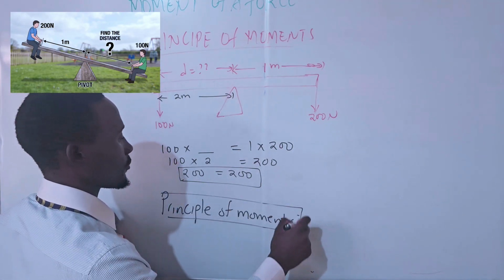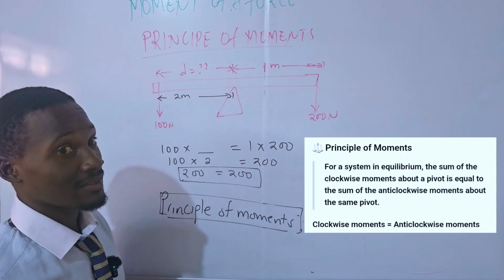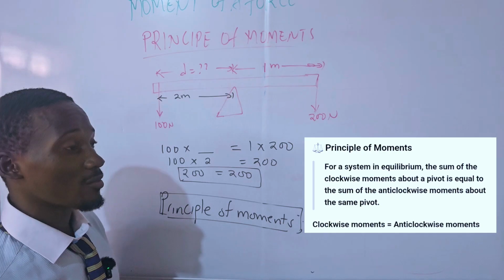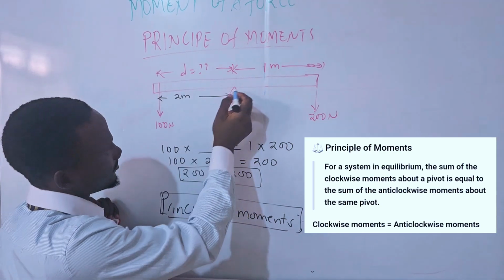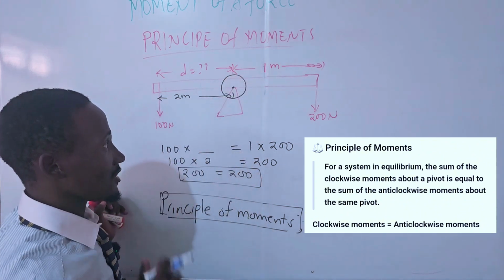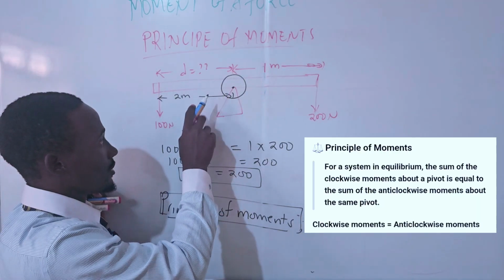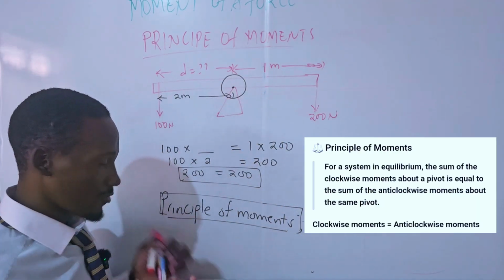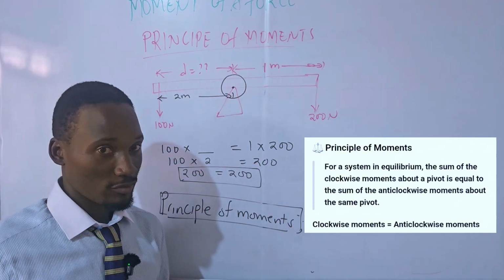The principle of moments states that for any system to balance, the sum of clockwise moments must be equal to the sum of anti-clockwise moments, only when you're taking these moments at the same point. In this case, this is the point where we are taking our moments. So the moment of this force at this point must balance the moment of this force at this point for this system to balance. So how do you cleanly state the principle of moments?